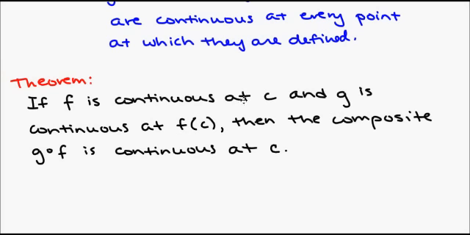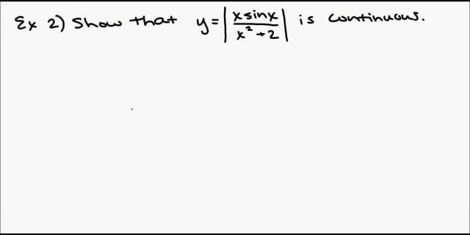So this is what we just went over. If you have two continuous functions, you can take their composite function and it will also be continuous. Okay, so example 2: show that y equals the absolute value of x times sine x all over x squared plus 2 is continuous.